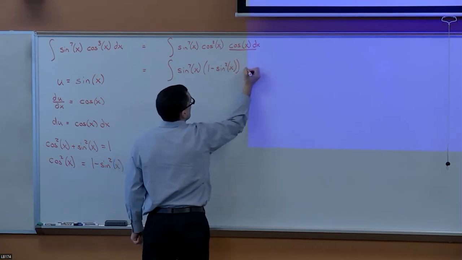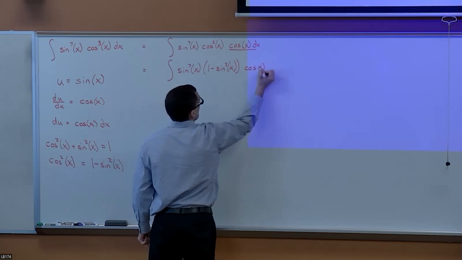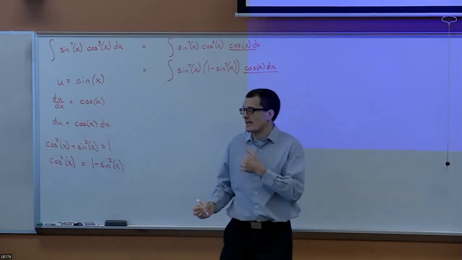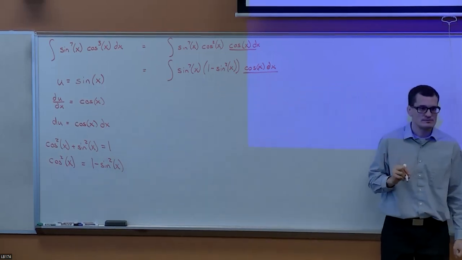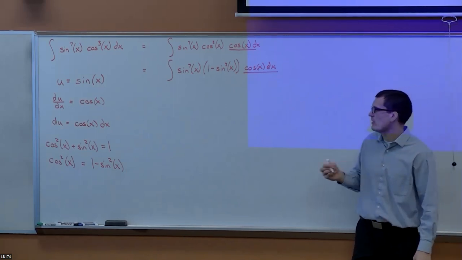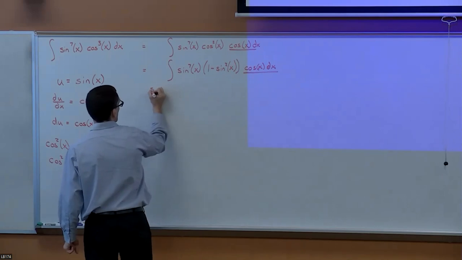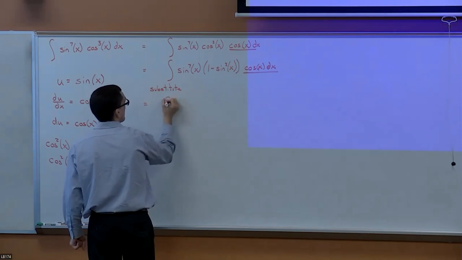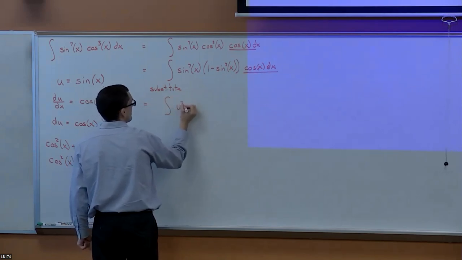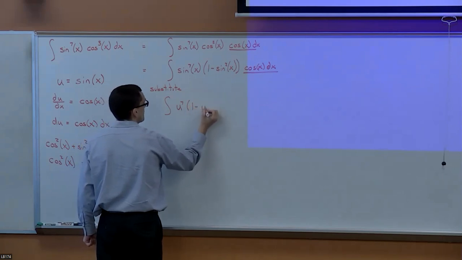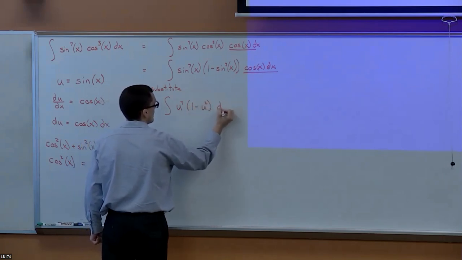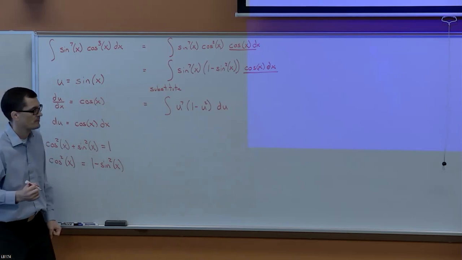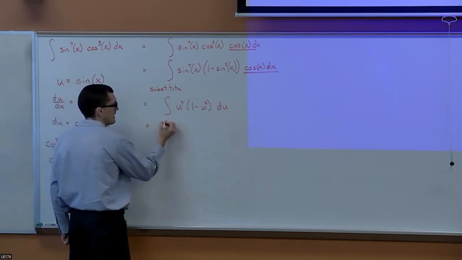And now everything is in terms of sine except for my du dx exchange, which is what I want. So now I substitute. That gives me u to the 7th times 1 minus u squared times du. I will multiply that u to the 7th through.